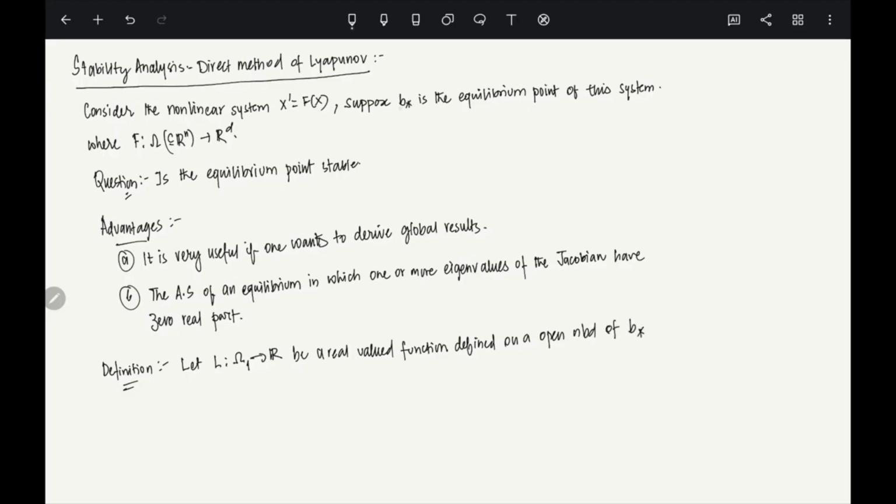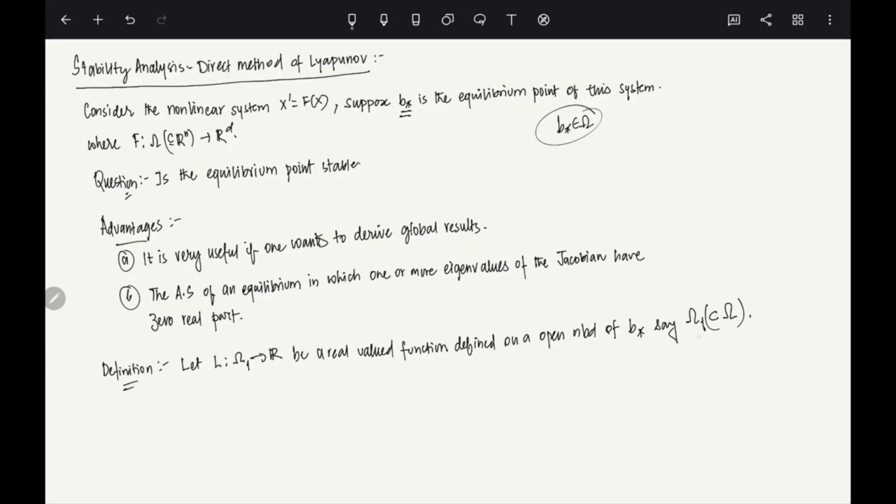B star is the equilibrium point. If you remember, B star is the equilibrium, that is what we are assuming. This neighborhood we are calling omega, which contains omega 1. So you understand what I'm trying to say. Of course, B star is contained in omega, right? Because otherwise f of B star is not defined, right?